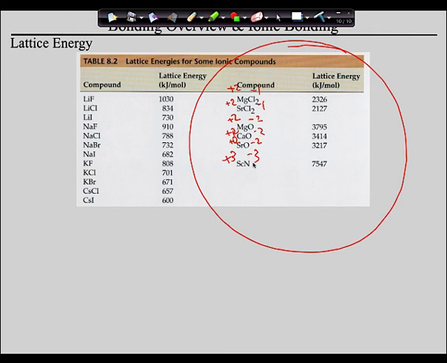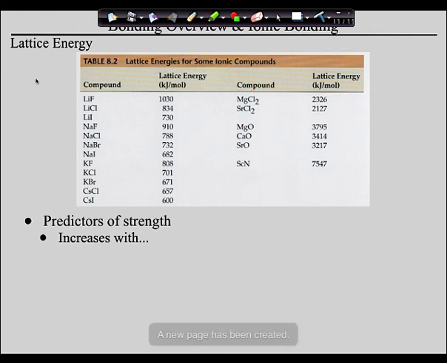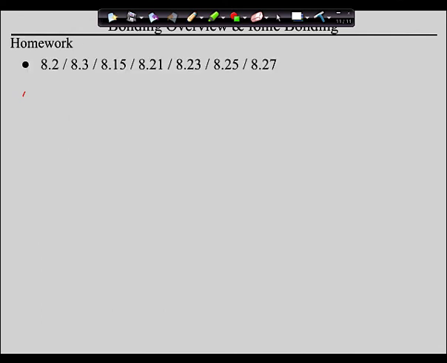All right. So guys, with all of that said, here's your homework. Now guys, understand that contained within this homework assignment, you will see a couple questions about the sizes of ions.